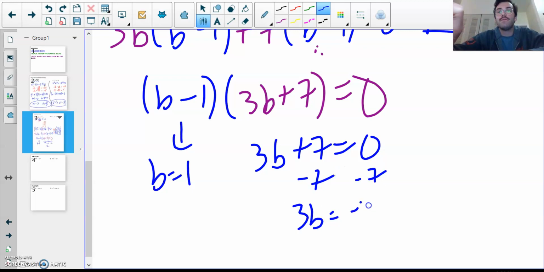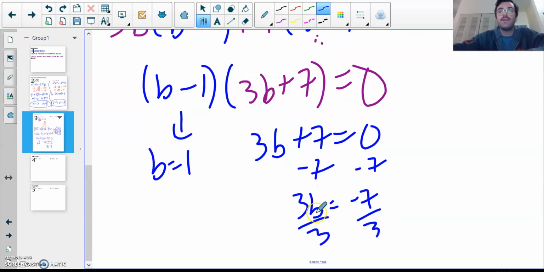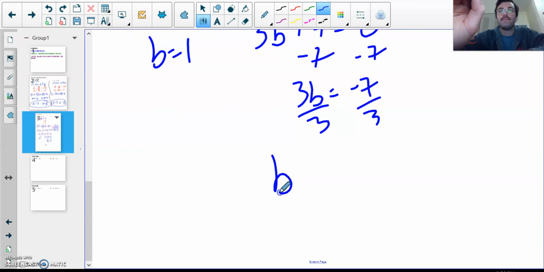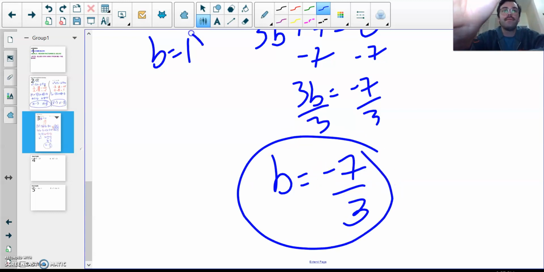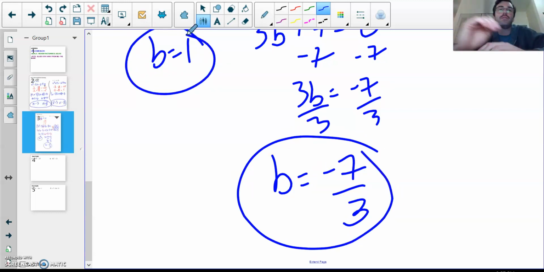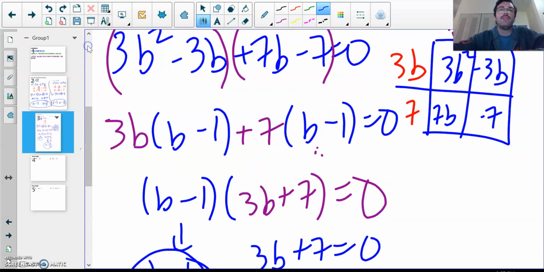3b equals -7. Divide by 3, so that b equals -7 over 3. And you can leave it like that as the improper fraction. Okay.